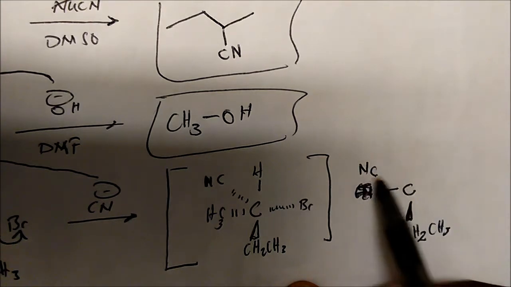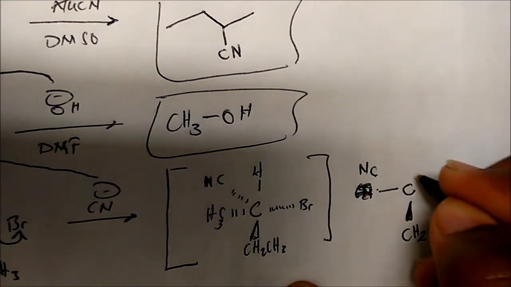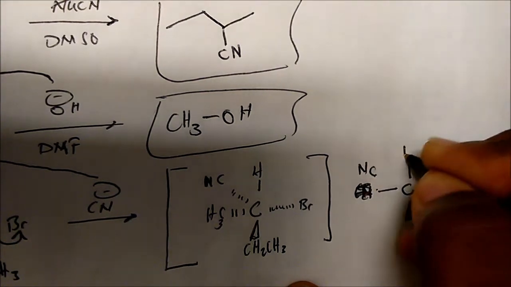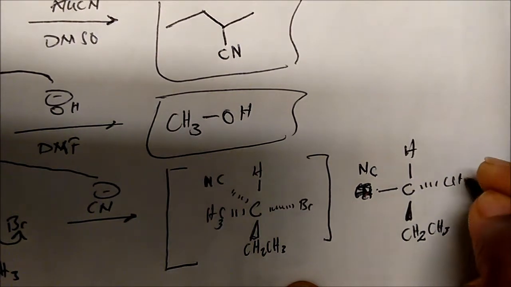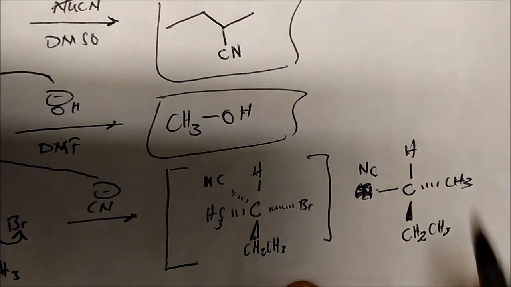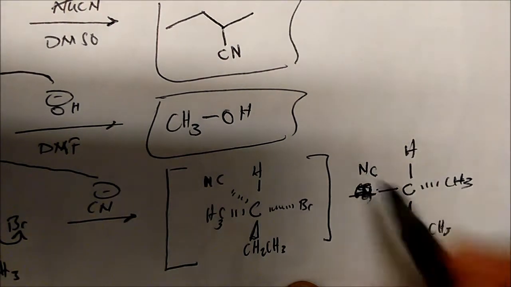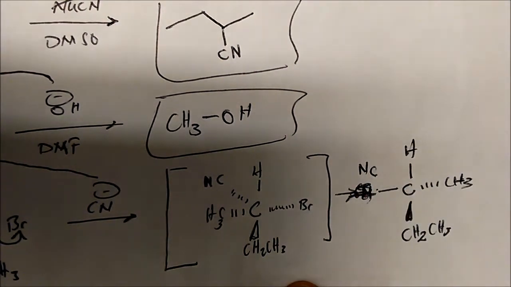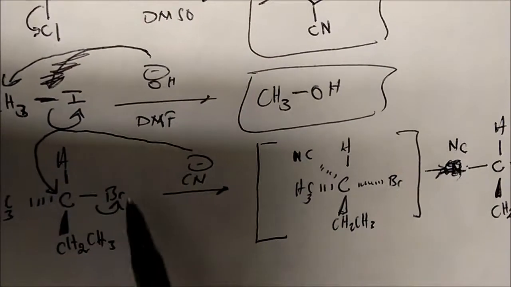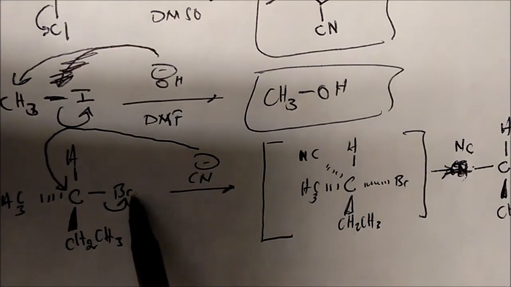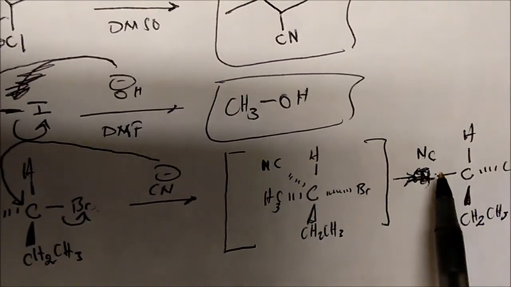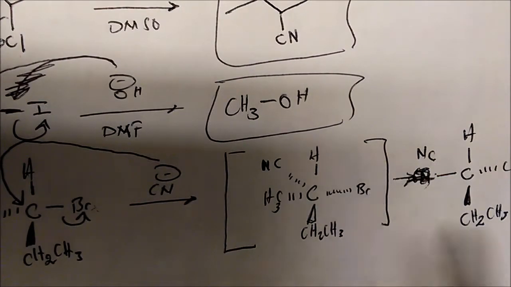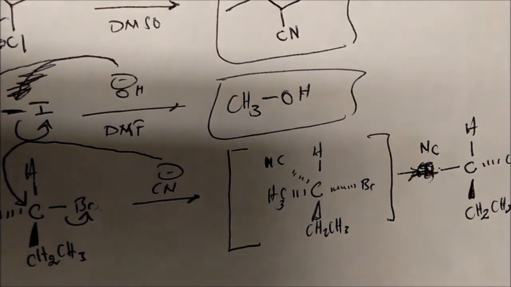So my CN will be attached here, right? My hydrogen will still be there, and now my CH3 will be in front. So this will be my product. Notice how from the reactant side, my bromine was in front, but my nucleophile that has been attached to the carbon is now behind. And that is what shows inversion of stereochemistry.